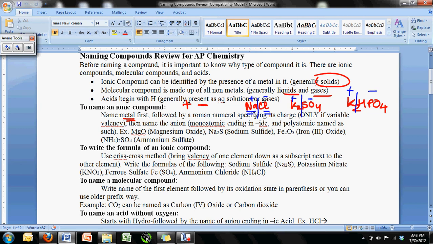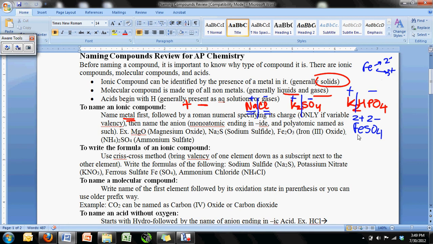Either you can use parentheses with Roman numeral inside, or you can use the old way of nomenclature, which is the -ous/-ic way. Let me go over each of these quickly with you. Let's say you're given an example of FeSO4. Now you know, once you've memorized, that sulfate's charge is 2-, so iron should be 2+. And you would know, because you've memorized, that iron shows two oxidation states, 2+ and 3+, and the lower of the two oxidation states is called -ous.